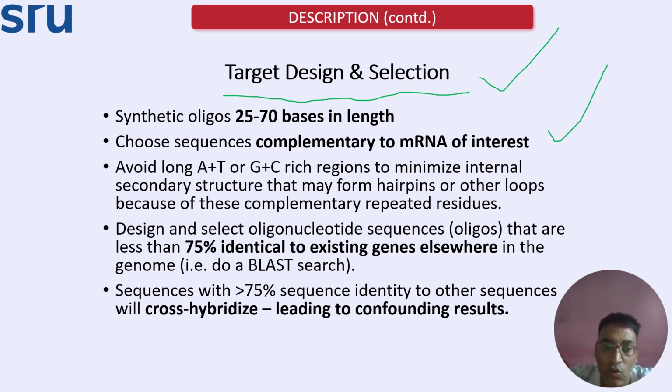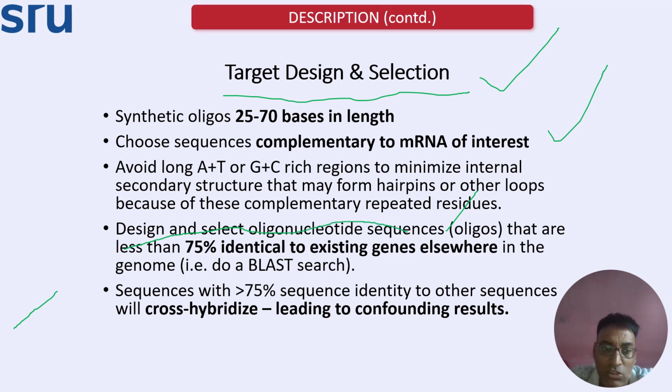We need to avoid long A plus T or G plus T rich sequences, because otherwise they will be binding here and there. We also need to minimize internal secondary structures that may form hairpin or other loops because of complementary repeating elements. So we don't allow repeated residues like A, T, T, T, C, C, G, because they will be forming hairpin loops. So to fix it properly, I design and select the right oligonucleotides.